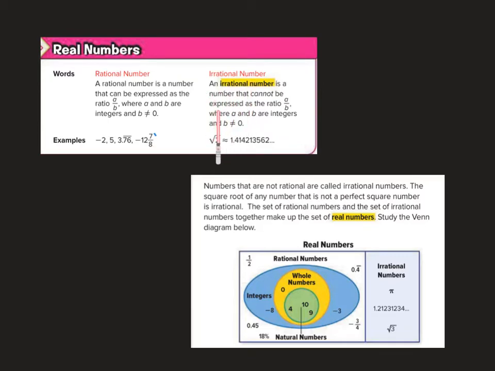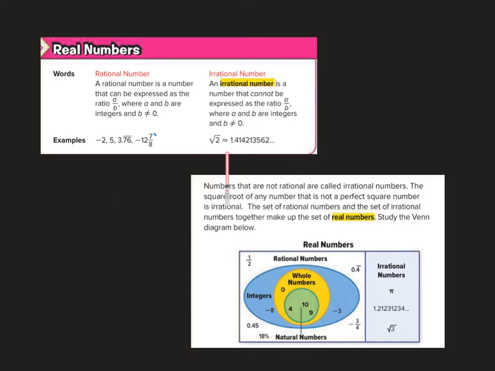An irrational number is a number that cannot be expressed as the ratio a over b, and of course where a and b are integers and b is not equal to 0. So irrational numbers are a pretty small category. For example, square roots that are not perfect squares, like the square root of 2, which is approximately 1.412 and so on. This is not a terminating or repeating decimal. It just keeps going on to infinity.